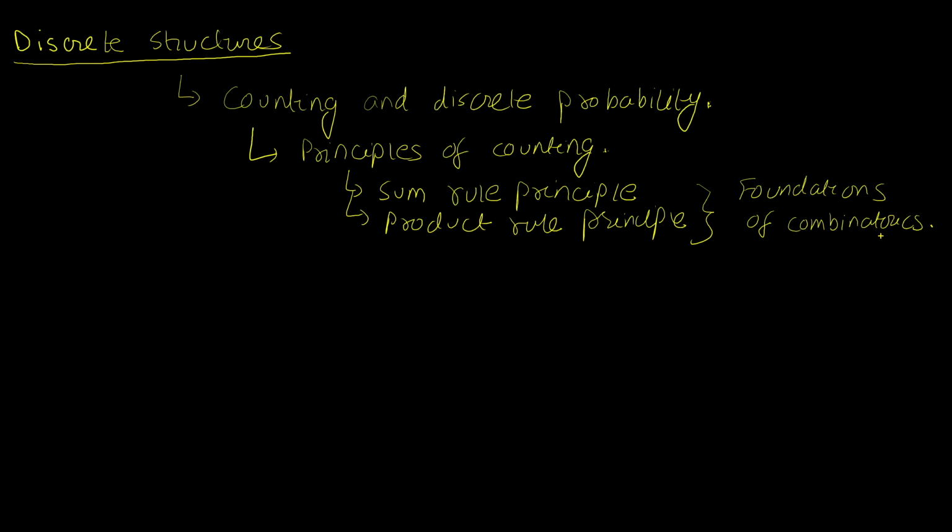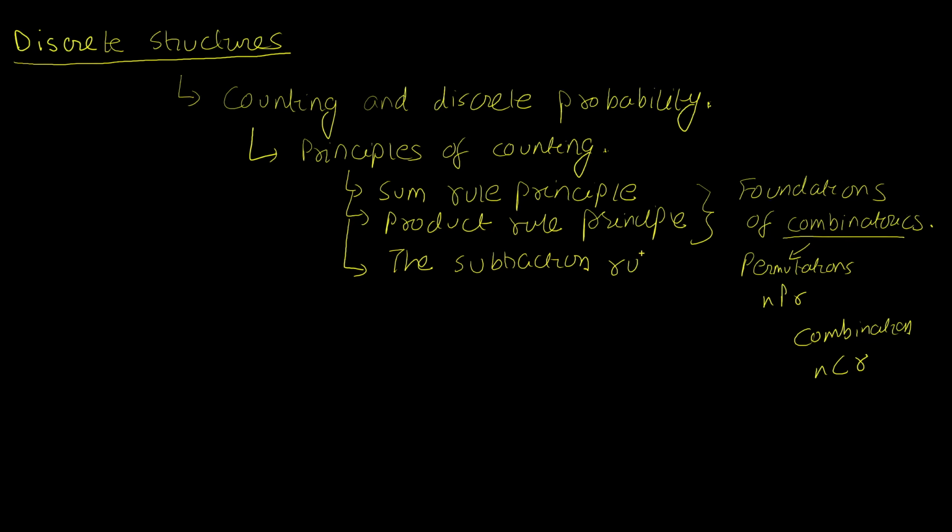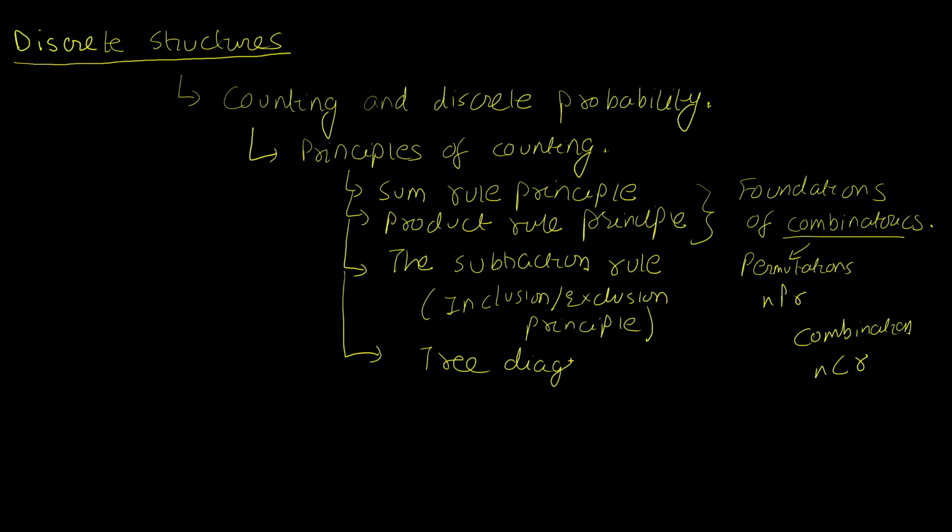And combinatorics is the study of the number of ways things can be combined. So topics like permutations and combinations come into it. And then we'll introduce two more counting principles. One is called the subtraction rule. We have already studied this under sets in the inclusion exclusion principle. So the subtraction rule is the same as the inclusion exclusion principle. And we'll discuss one last derivative method of counting, and that is called drawing tree diagrams.